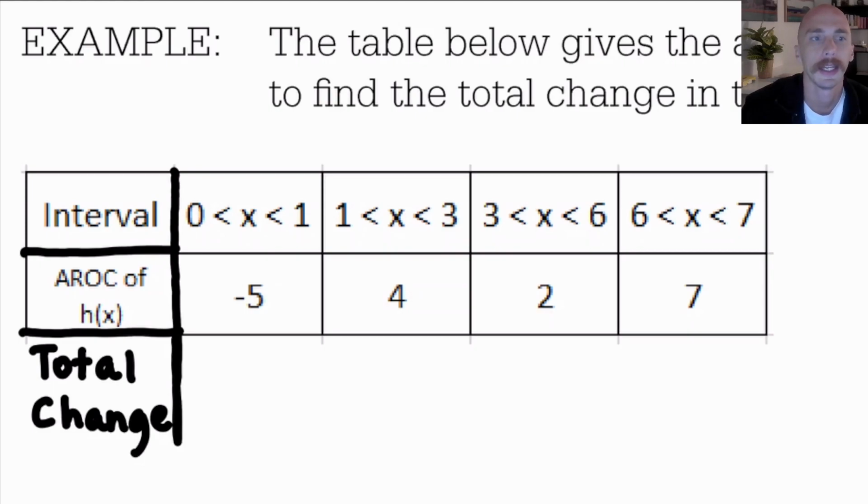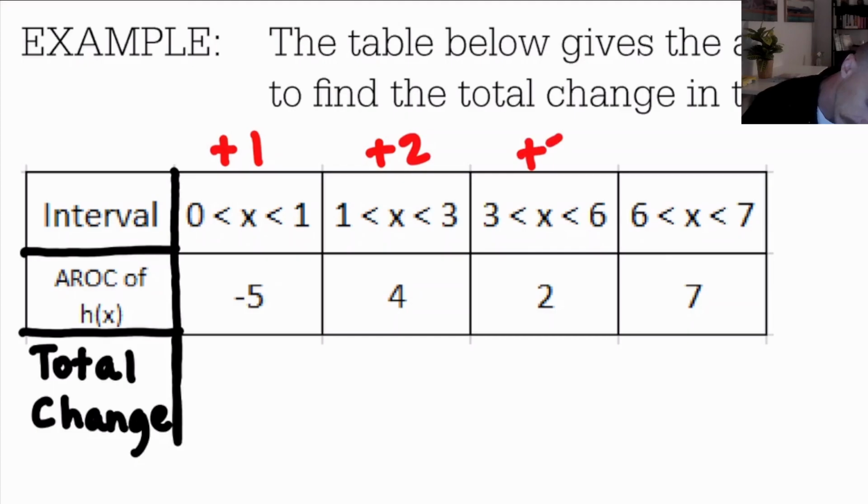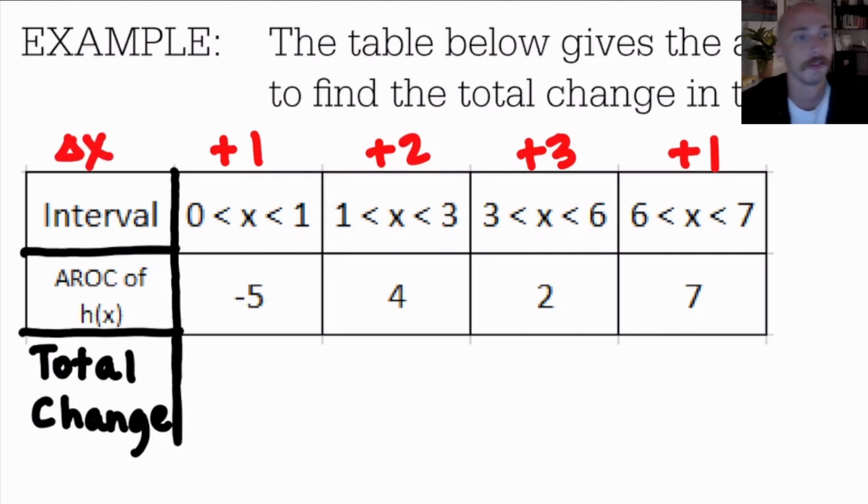So I'm going to label this as, in x we went up +1, 1 to 3 is +2, 3 to 6 is x increasing by 3, and 6 to 7 is an increase of 1. To use the terminology I used in the definitions, that would be delta x.